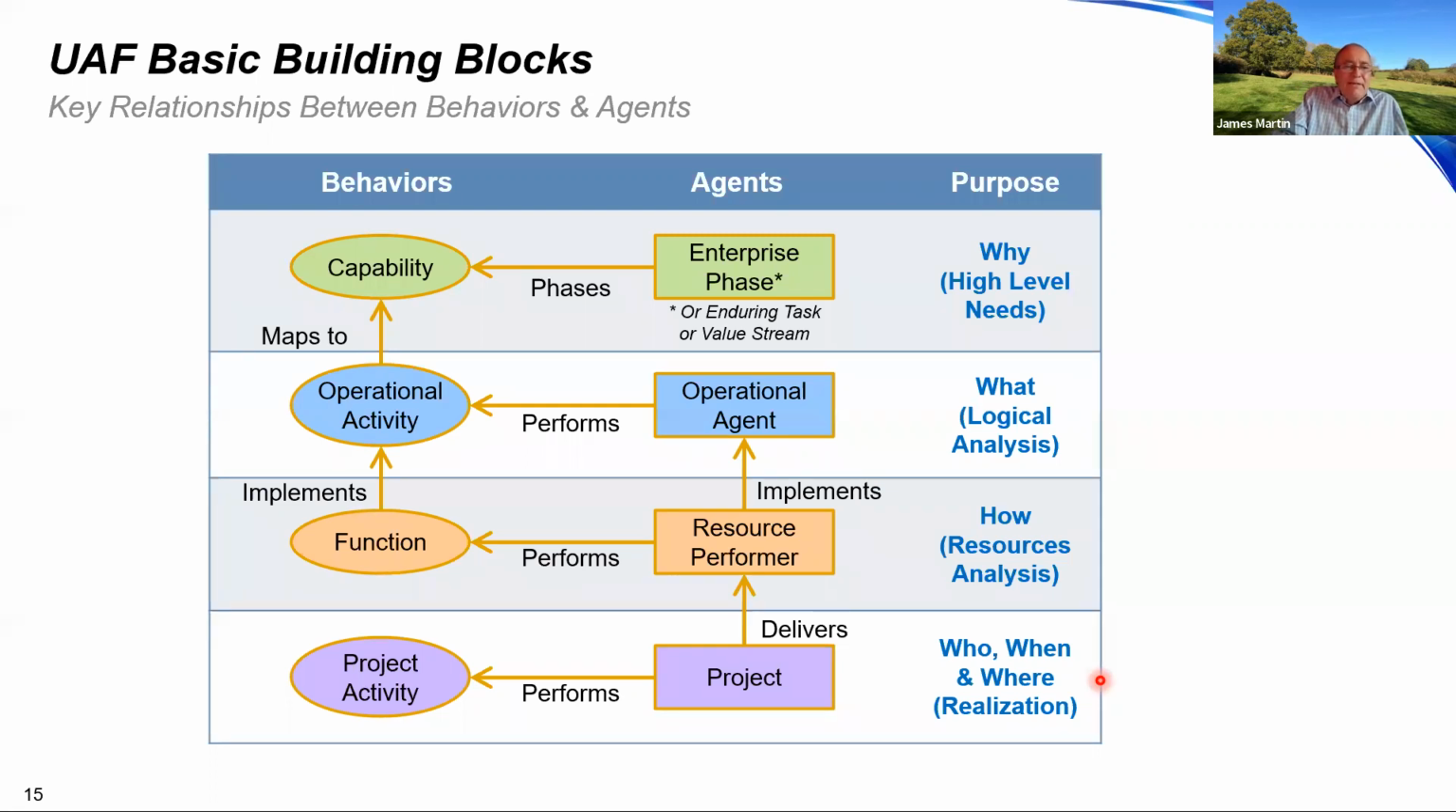So these are the basic building blocks within the Unified Architecture Framework. And the bottom line is you're trying to determine what operational agents you need in your architecture that will exhibit the necessary capabilities, and which resource performers will exhibit the necessary capabilities. So you can think of two kinds of capabilities, resource capabilities and operational capabilities.